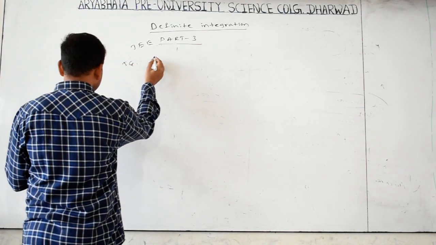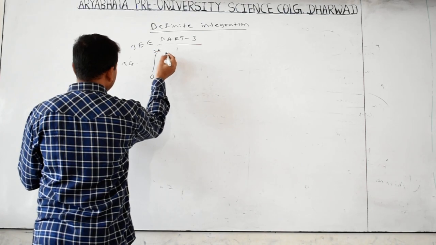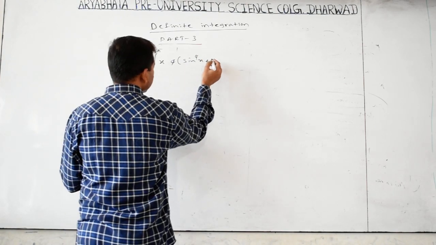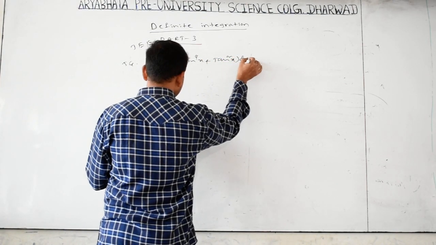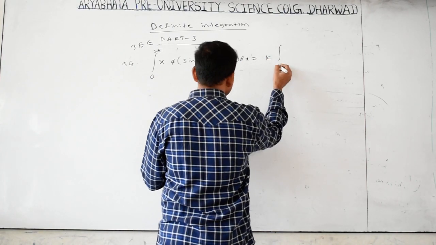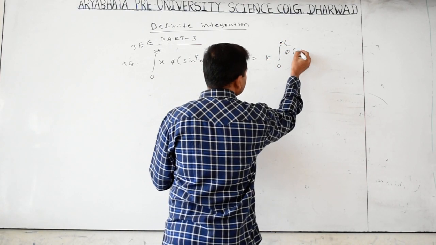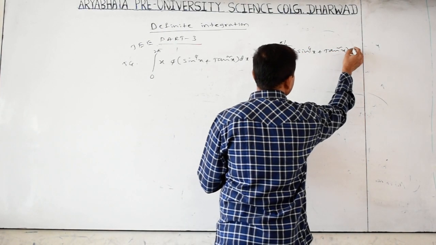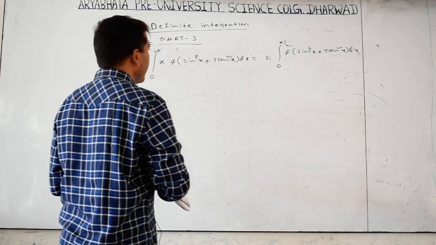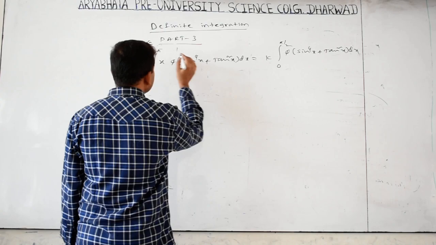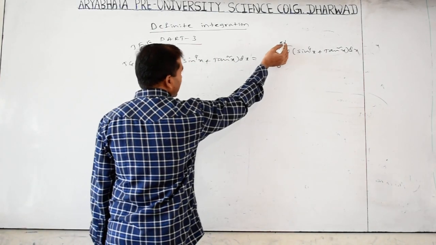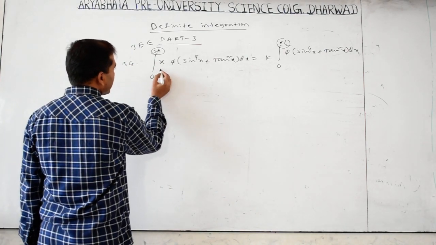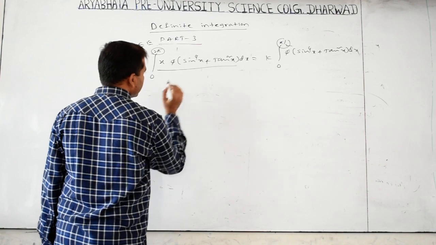Next, question number 54: integration from 0 to 2 pi of x into pi of (sin power 4 x plus tan square x) dx equals k into integration from 0 to pi by 2 of pi of (sin power 4 x plus tan square x) dx. Then the value of k. Here the upper limit is 2 pi, and here the upper limit is pi by 2. So we have to convert it into that form. So 2 pi is 2a, and f of 2a minus x is f of x.